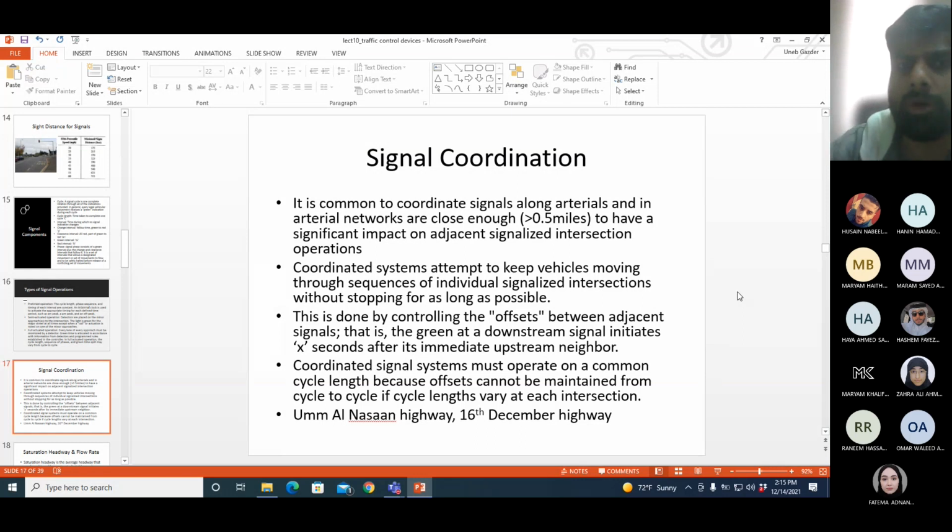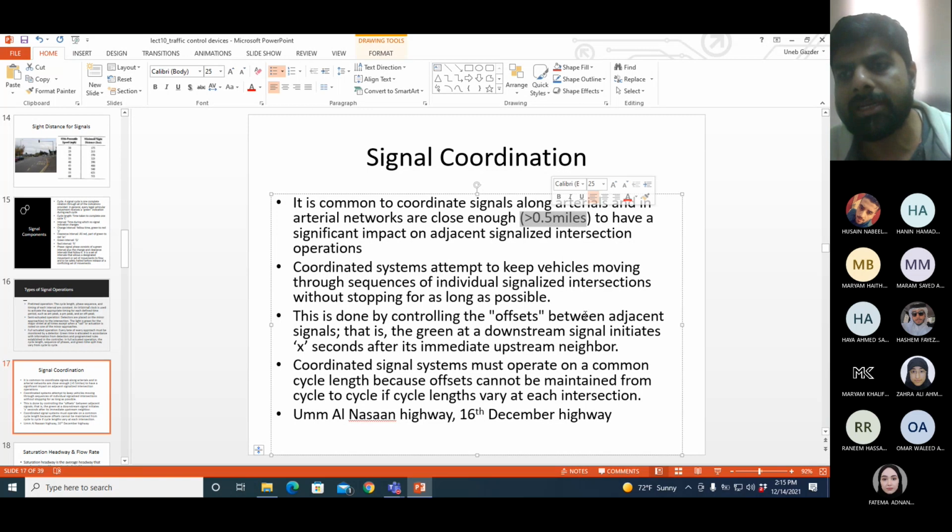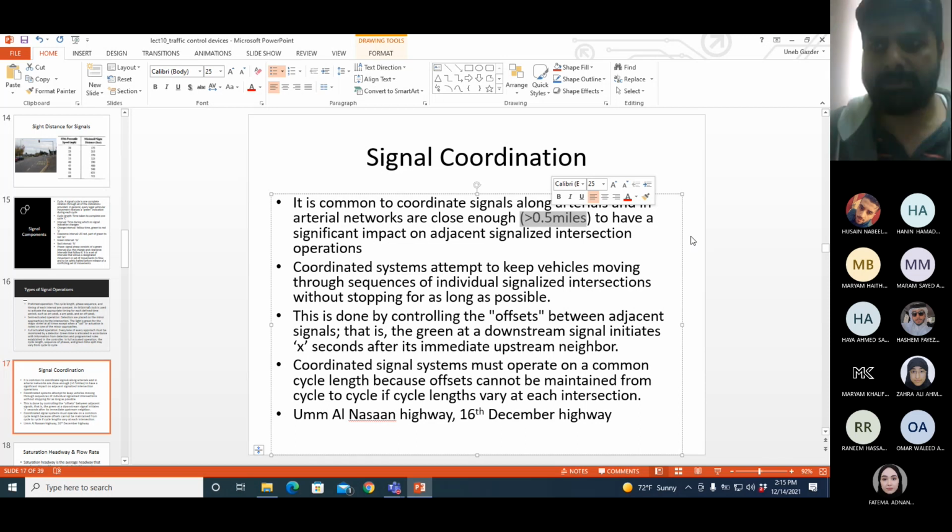Okay, so this is what we call signal coordination, and this is applied where signals are close to each other. If signals are far from each other, coordination cannot be applied. Okay, how close? They have given us a limiting value which is 0.5 miles. So 0.5 miles is around 800 meters. So if signals are less than 800 meters from each other, you can apply signal coordination there on the major street. On the minor street, drivers may still have to stop.